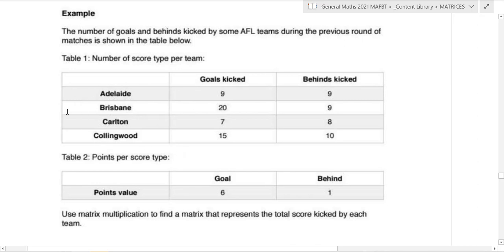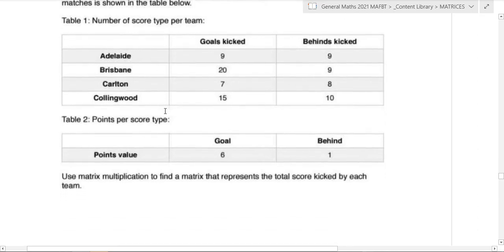This is obviously wrong because Carlton should be on the top. I'm kidding. I don't follow football.